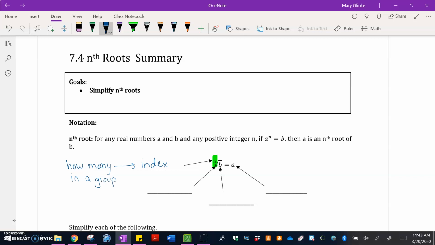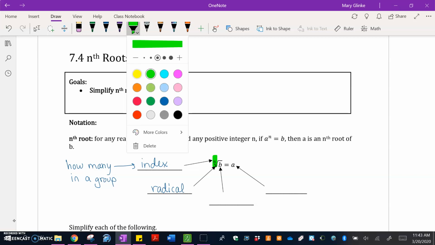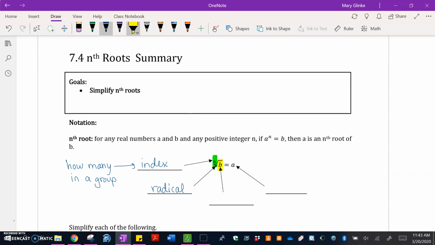This symbol right here, normally you'd say a square root, but in this case here, it's called a radical, because we're going to be changing from square roots to now nth roots. The part under the radical, this B part right there, also has a name. That is called your radicand. And then the result after you take the nth root is called your root.